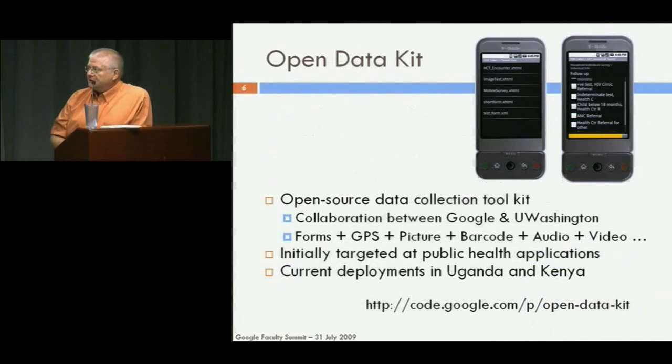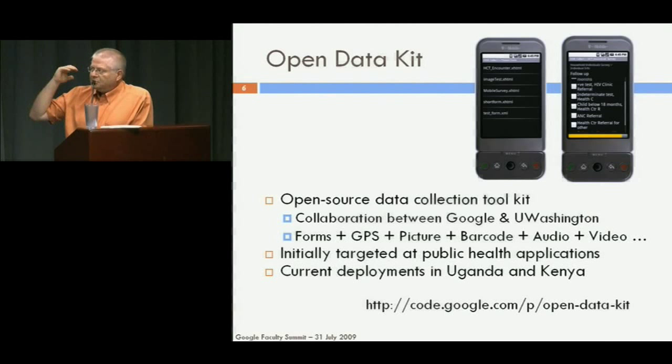So what we built was this thing called Open Data Kit, which is a whole suite of tools centered around the Android client and an App Engine backend that collects the data. And I'll tell you a little bit more about that, but basically it's a set of forms that appears on the screen of the phone. The forms are actually quite flexible. They allow all kinds of data types, including GPS coordinates, photographs, video. We also integrate with the barcode application on the Android, so you can read barcodes and do inventory kind of things, patient identification, and so on.